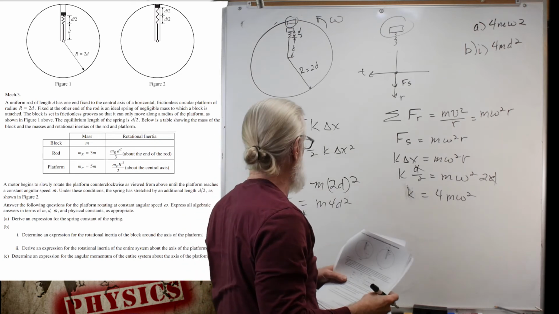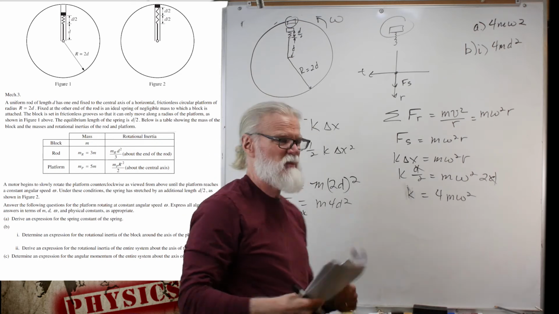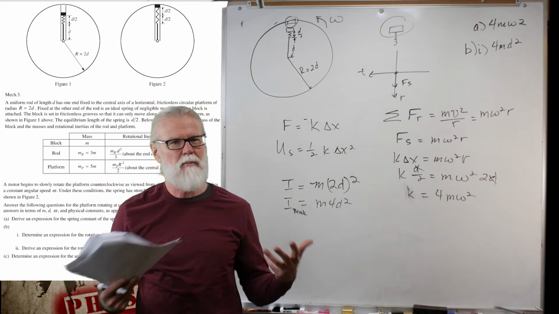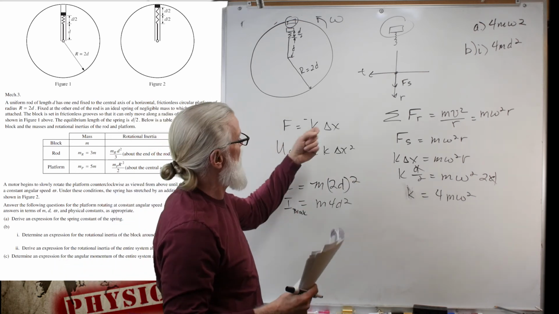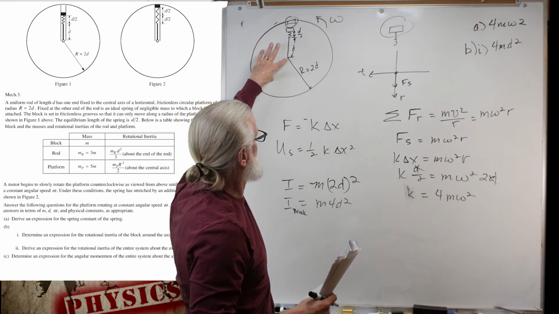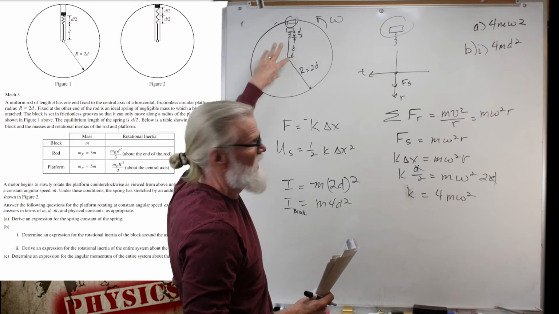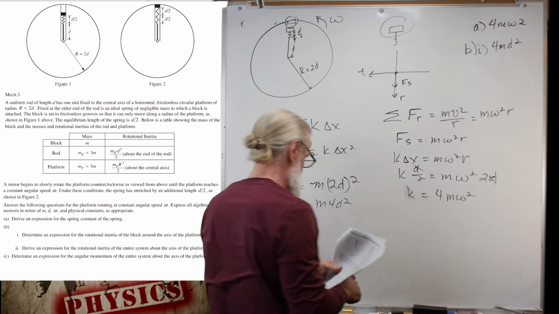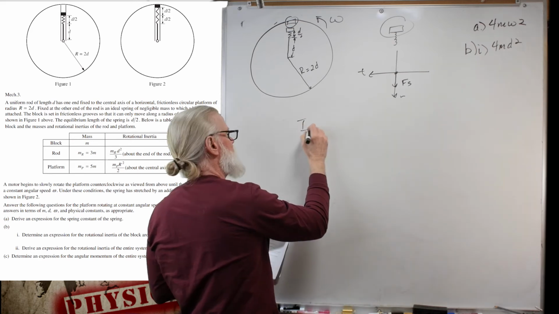That is part B. Derive an expression for the rotational inertia of the entire system. All right, so we just gotta add these up. Remember, moment of inertia is a scalar, right? It's just the addition of every hunk of mass as it goes around, and its distance squared from the point of rotation. That's all it is. So it's a scalar operation. All we gotta do is add these things up.